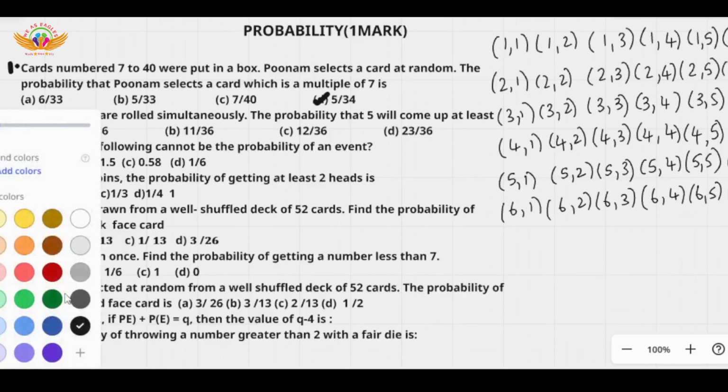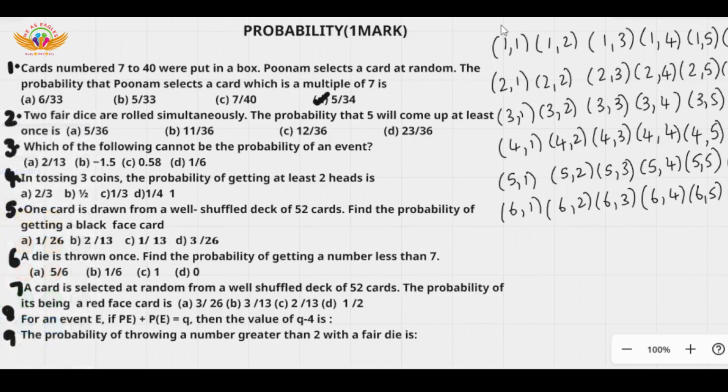Okay, so this is the first dice and this is the second dice. If the first dice rolls a 1, the second number can also be 1. To make it easy for you, go with the first number 1 only and keep changing the second number to 1, 2, 3, 4, 5, 6. The second time, change the first number to 2 and again the second number goes 1, 2, 3, 4, 5, 6.